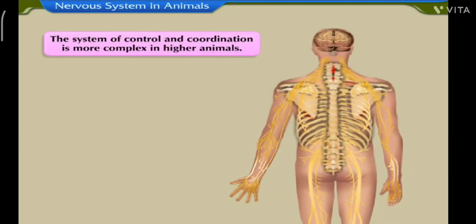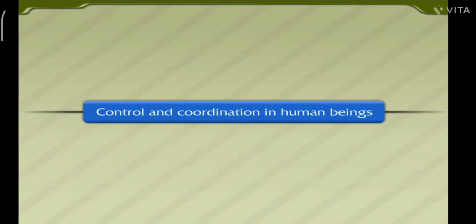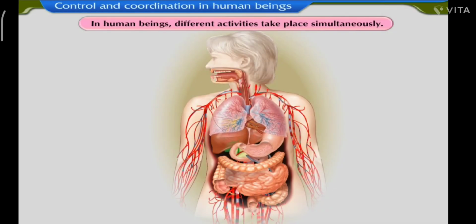In higher animals, the system of control and coordination is more complex. Let us now understand about the control and coordination in human beings. Control and coordination in human beings. In human beings, different activities take place simultaneously.